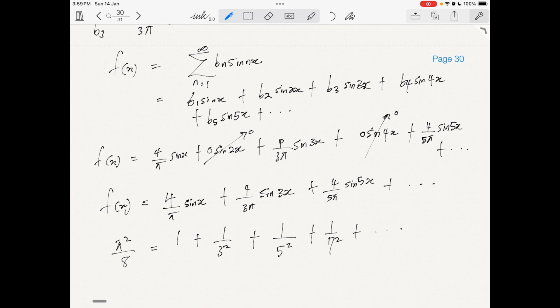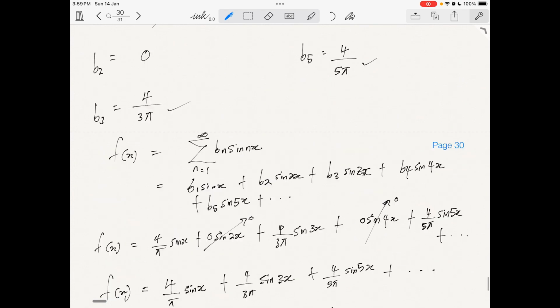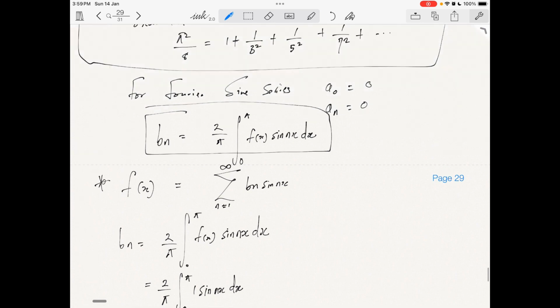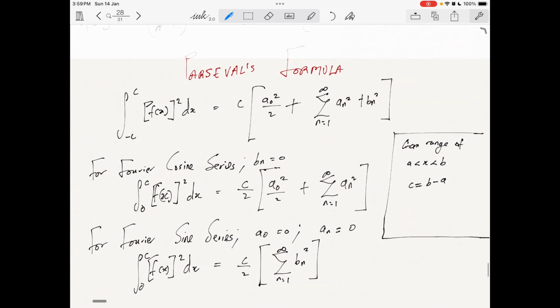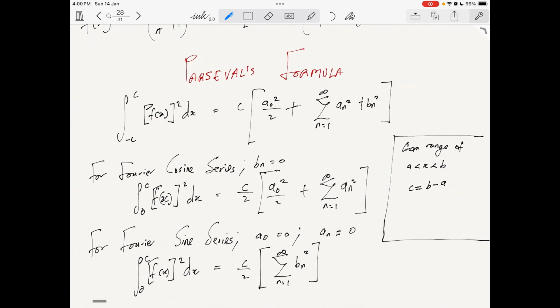Now, let's go back to our Parseval's formula. Now, this is our Parseval's formula. And the question we are dealing with is f of x is equal to 1, and we are asked to evaluate the Fourier sine series. So the Parseval's formula we will be using will be related to the Fourier sine series. So that means we are going to be using this formula.